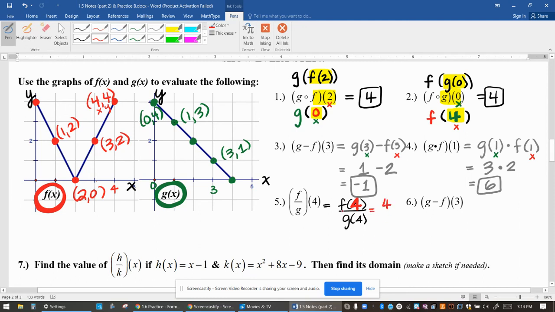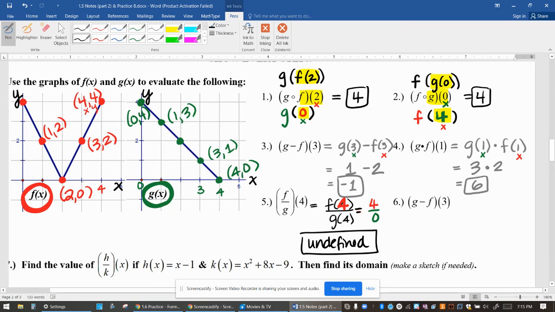G of 4, so now I'm looking at the g function. G of 4 is 0. Well, anytime you're dividing by 0 in a fraction, the value is undefined, just like it was in slope. So anytime you have a fraction with a 0 in the denominator, that's undefined.